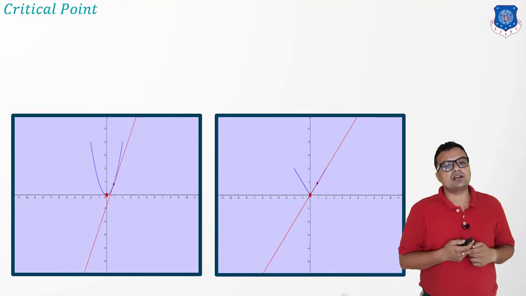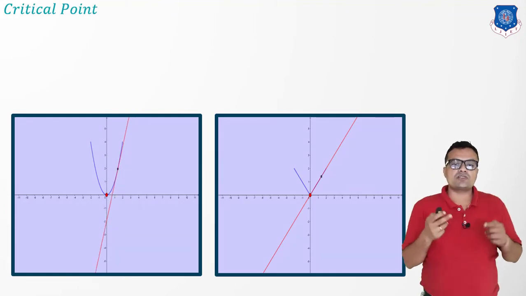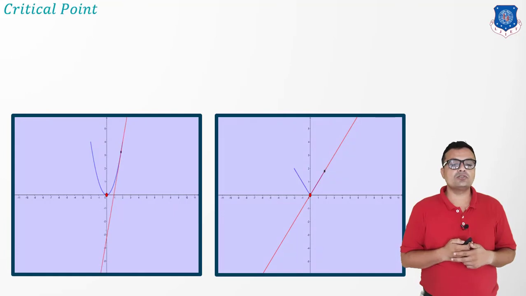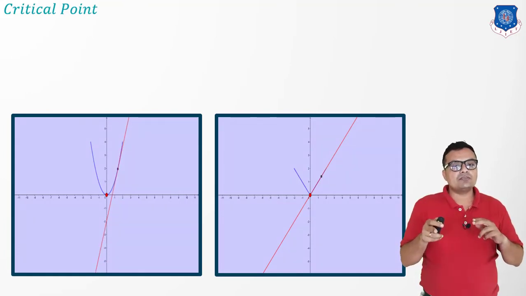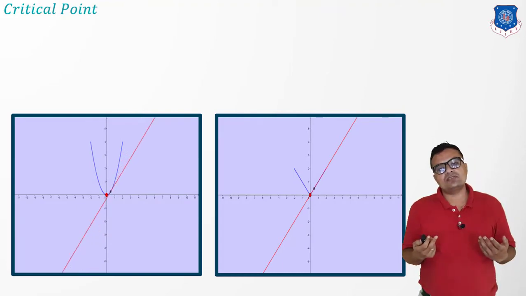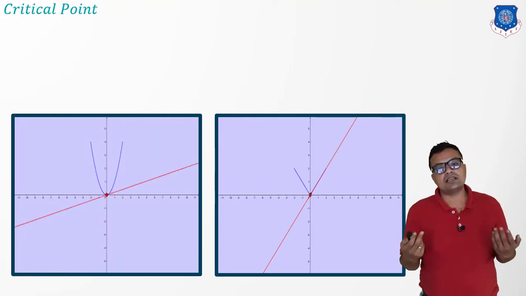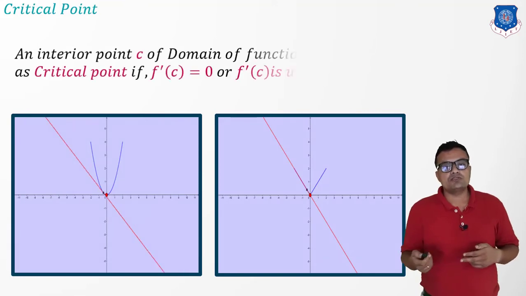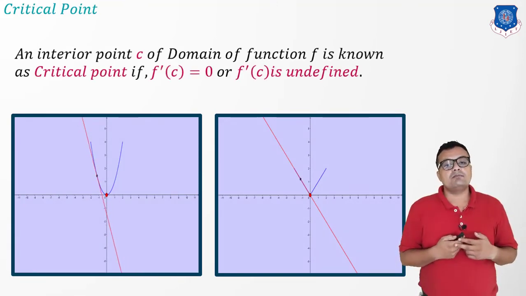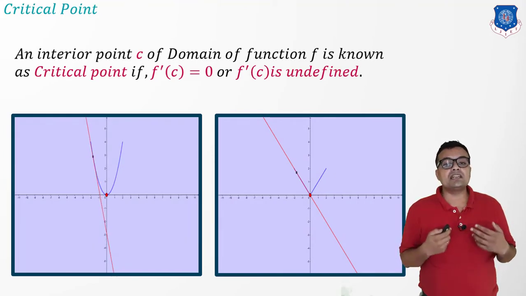Whenever on your graph you find a cusp or a sharp corner, at that point the derivative does not exist. So at that point in that graph you can see the minimum. Similarly, if the same graph is upside down, that point can be a maximum also. So these are two possibilities where a point on the graph can be a critical point.